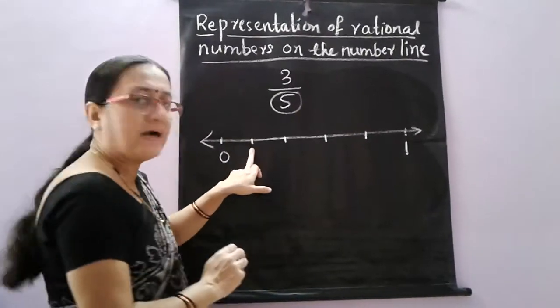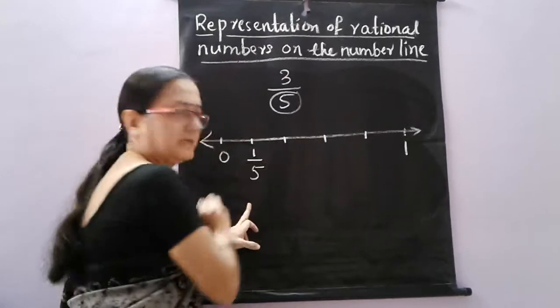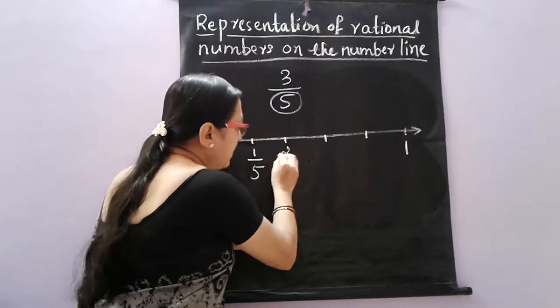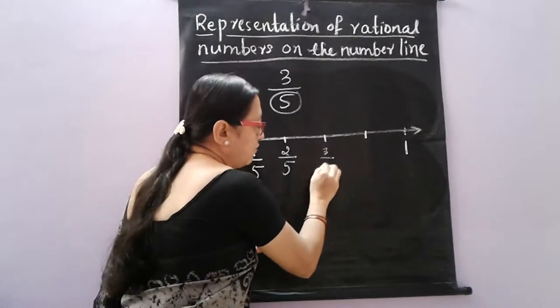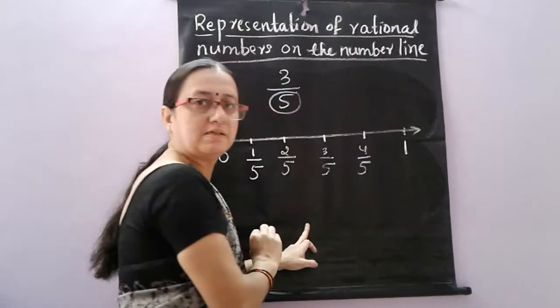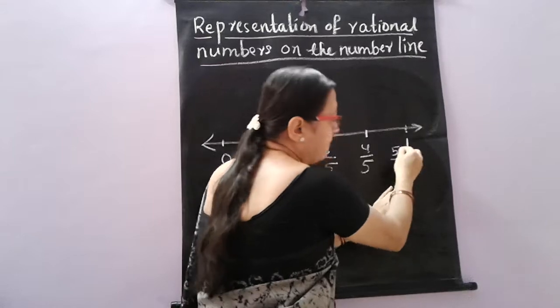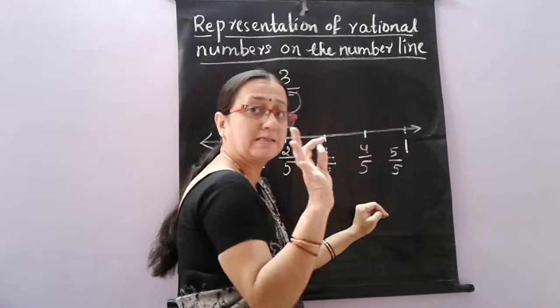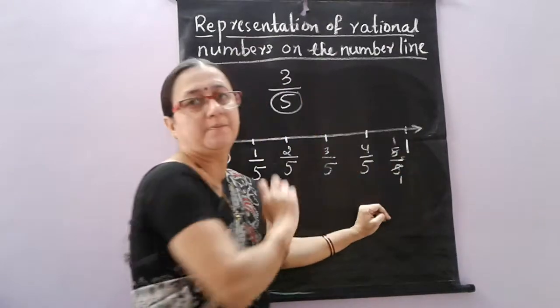What does the first part show? It is the first part out of 5 parts. Second part out of 5 parts. Third part out of 5 parts. Fourth part out of 5 parts. So what will be the last part then? It is the fifth part out of the 5 parts. So that is 5 by 5, which represents 1.